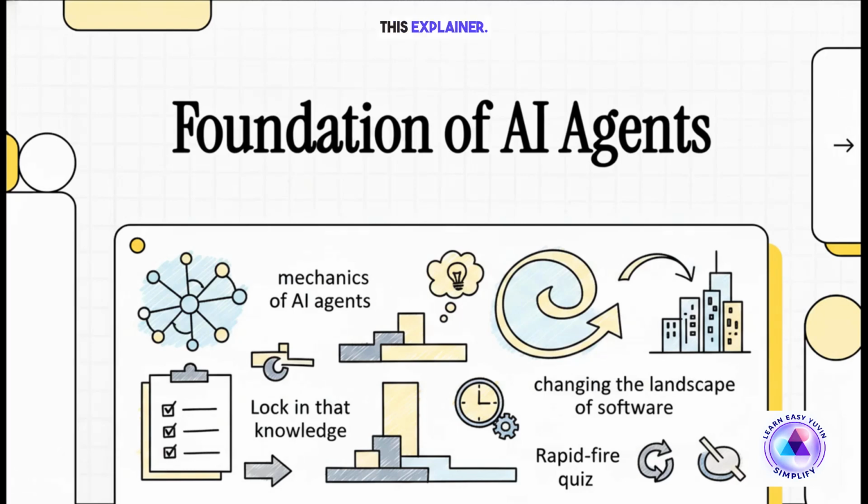Welcome to this explainer. Today, we're doing something a little bit different and honestly, a lot of fun. We are going to methodically unpack exactly how AI agents work, why they are completely flipping the script on traditional software, and then we're going to immediately lock in that knowledge. We've built an interactive masterclass here, complete with a rapid-fire quiz where you'll get a few seconds to test your grasp on real-world scenarios. So if you want to understand the actual mechanics of the future, you are in the exact right place. Let's dive in.